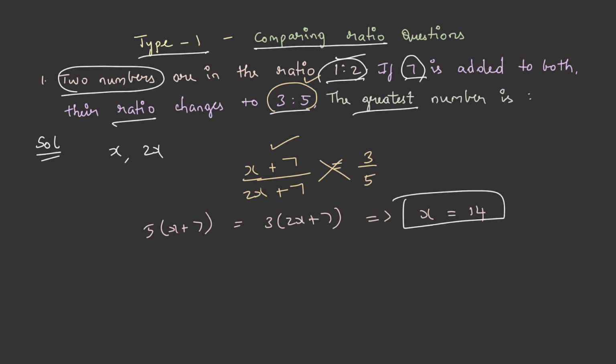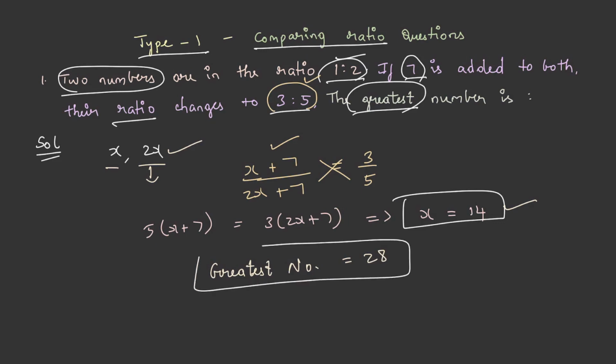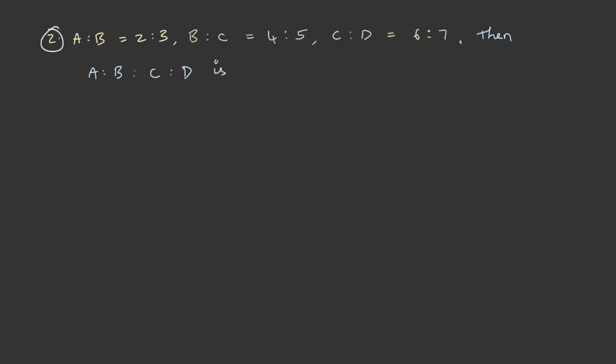But in the question, he is asking us to find out the greatest number. Out of these two numbers, 2x is the greater number. So on substituting the value of x into 2x, we will be getting the greatest number value, that is 28. This is the answer.